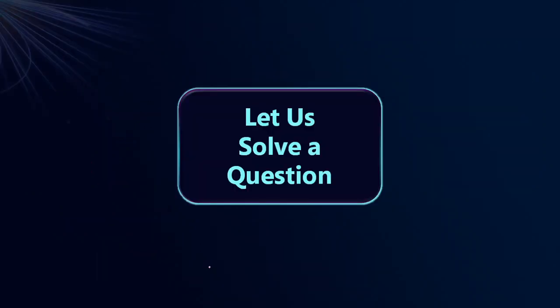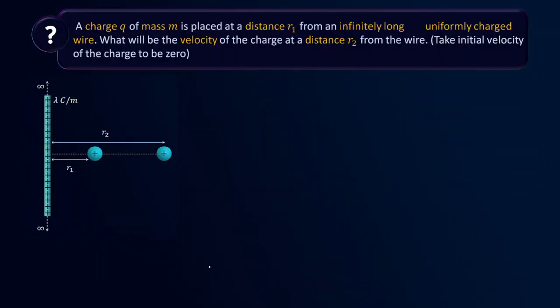Now next, let us solve one more question. So the question is: a charge q of mass m is placed at a distance r1 from an infinitely long uniformly charged wire. What will be the velocity of the charge at a distance r2 from the wire? Take the initial velocity of the charge as 0. So here we had one charge, u was how much? 0. Here now how much is the velocity?